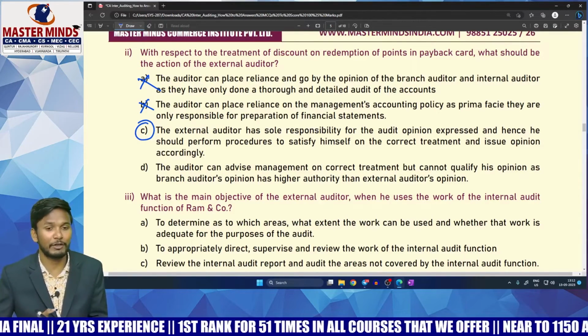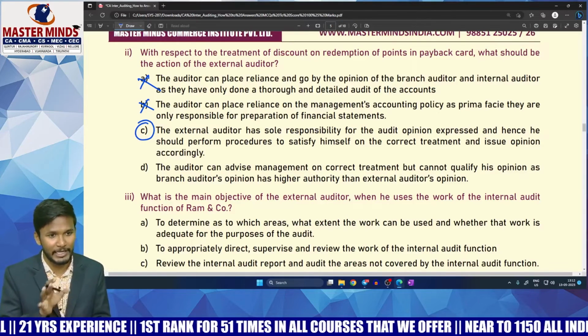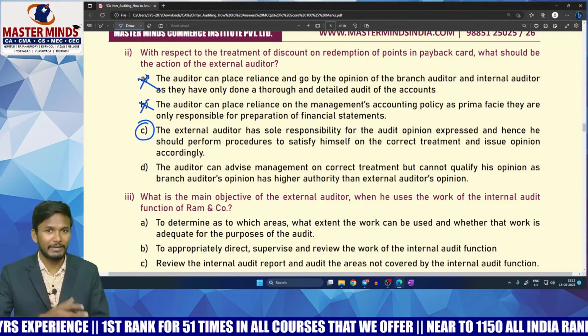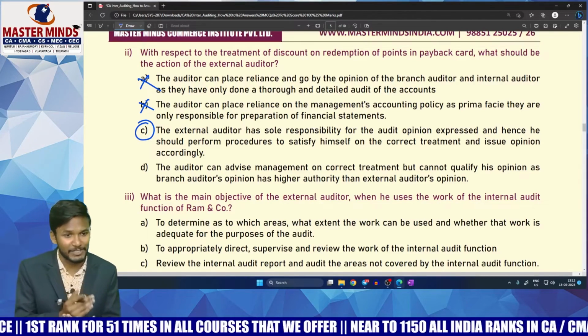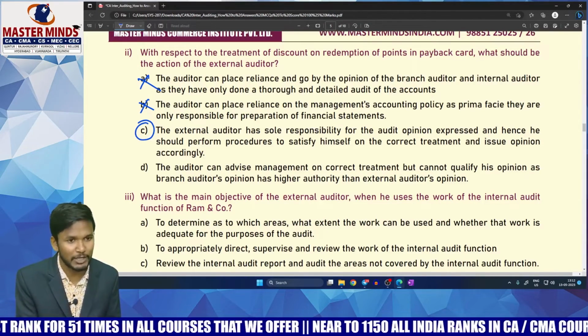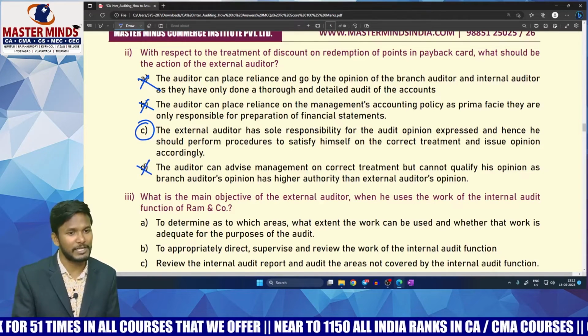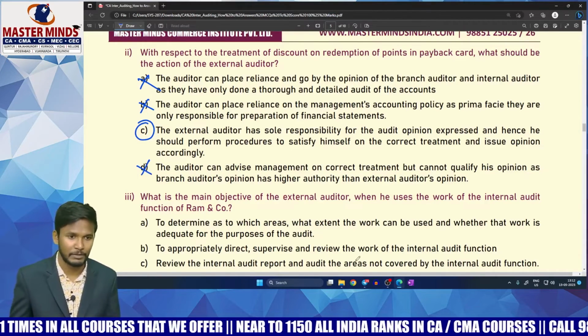He is not here for giving suggestions. He is here for expressing an opinion. He may give suggestions on a background, but ultimately what is his responsibility? Expression of opinion. So D becomes also nonsense here. So what is the correct answer? C is the correct answer. Correct? So let's go to the next question.